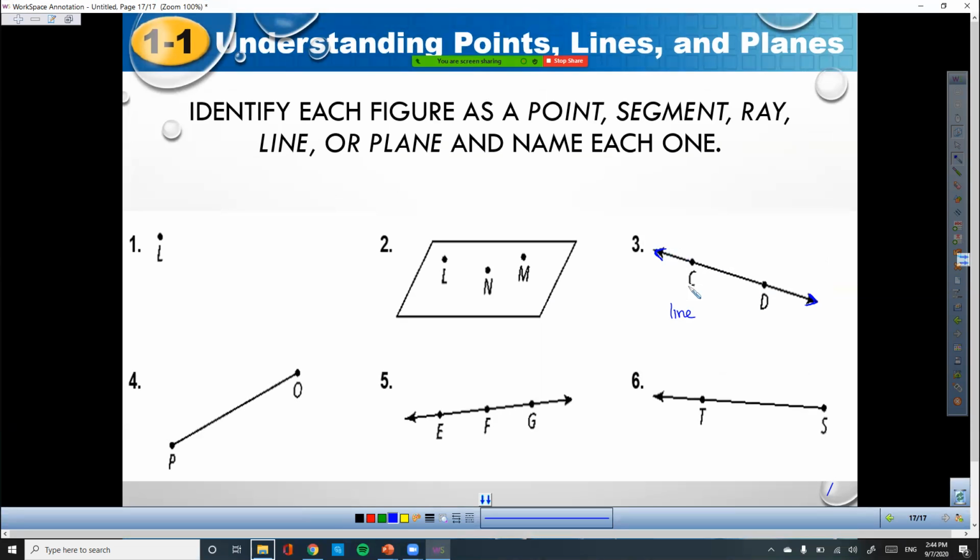And so now how would I name my line? With any 2 points on that line. So in this case, it can be line CD with the 2 arrowheads on top, or this can also be line DC. The order doesn't matter there. So that's what they want you to do for all of these problems. You should go ahead and pause and try to answer all of these problems, and then we'll go over it together.